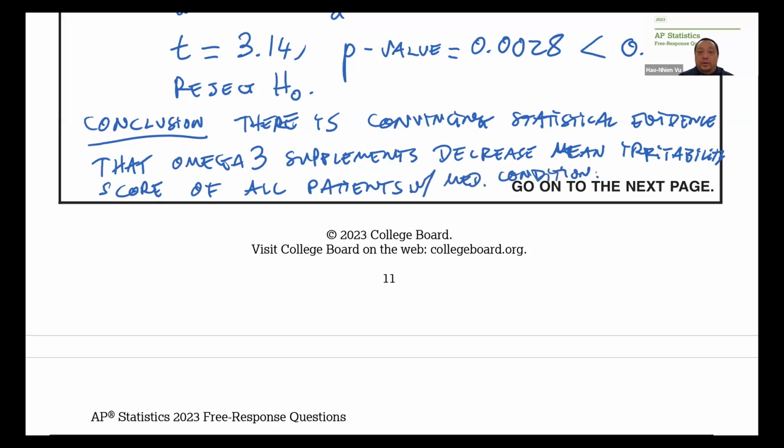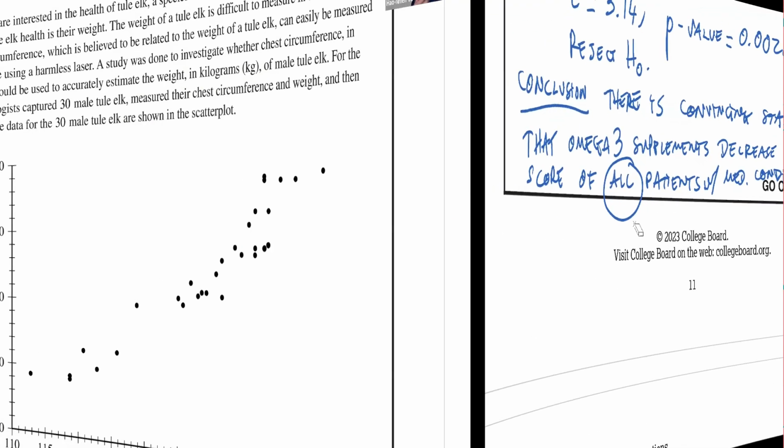Of all patients with the medical condition. This word "all" here is actually important. It indicates that the conclusion is about the population, not just about the sample. Number 5.